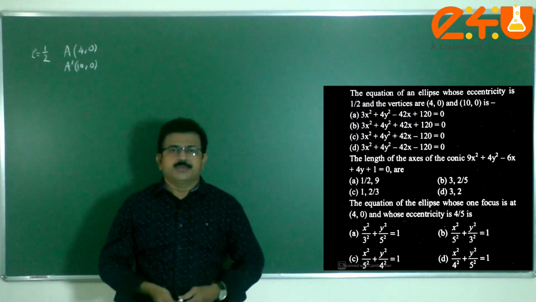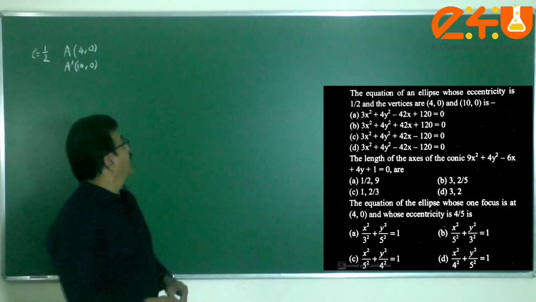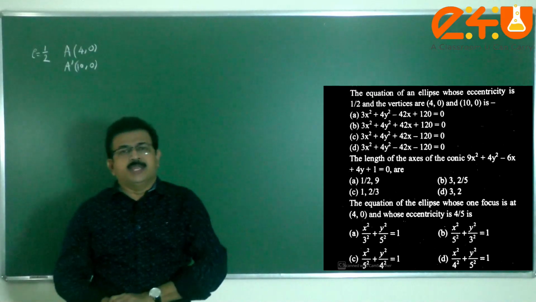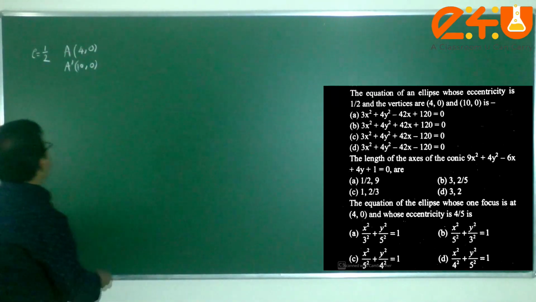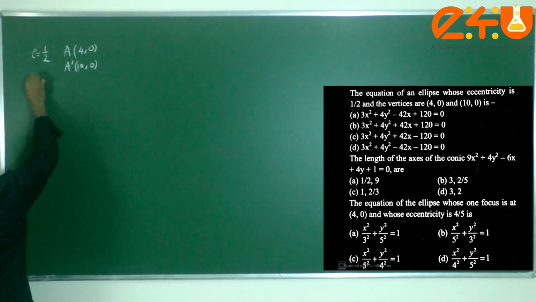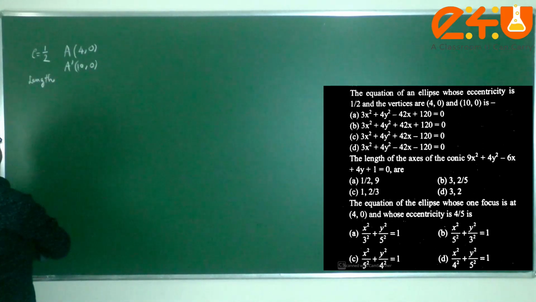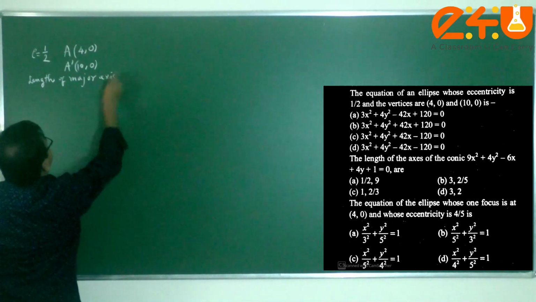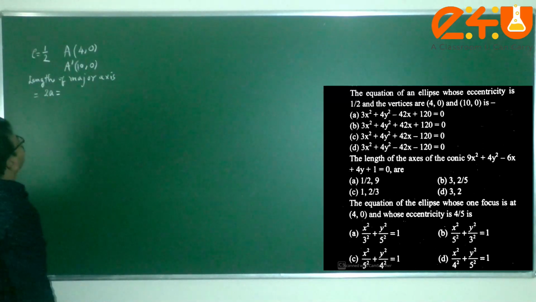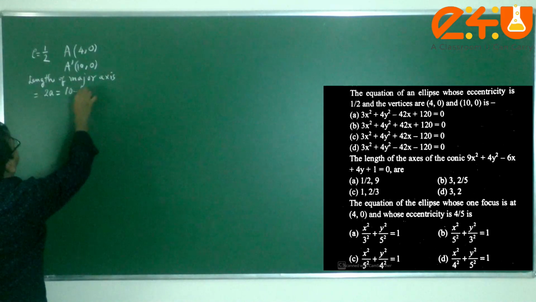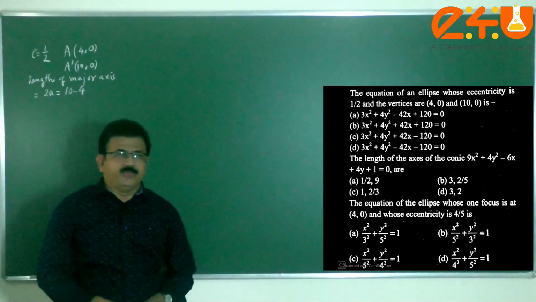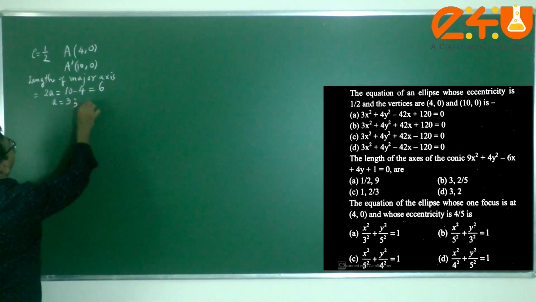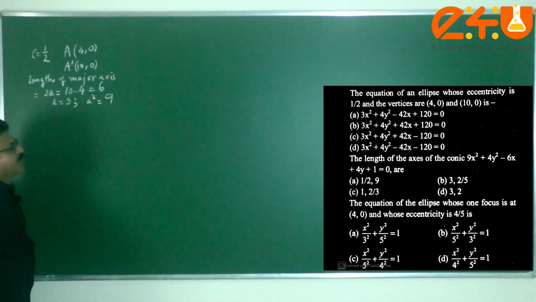By geometry of the ellipse, we know the center is the midpoint of the two vertices, A as well as A dash. In any case, the length of the major axis matters for us. So quickly let us discover the length of the major axis. It is twice a, and it is obtained by the difference of x2 and x1, which is 10 and 4. So which is 6, and a therefore is 3, and a square becomes 9.